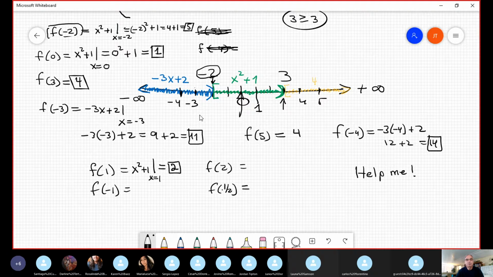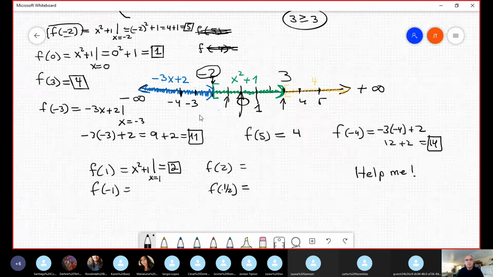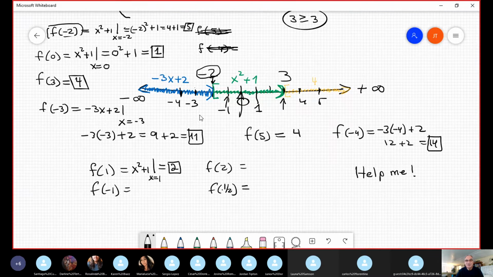Negative 1 is here. It's exactly the same: x squared plus 1. But now evaluate negative 1. Negative 1 is squared, be careful with the parentheses, plus 1. Again, it's 2, because negative 1 squared is 1 positive plus another 1 positive is 2. And 2 is here.